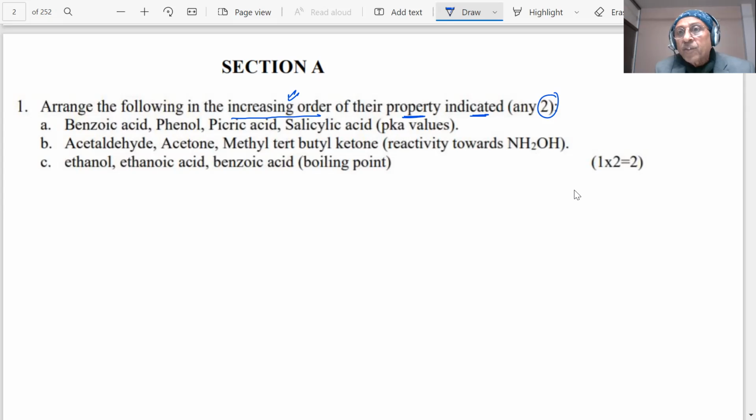And you can see the marking scheme 1 into 2. So that means each will be given 1. Only 2 you have to answer. 1 plus 1 becomes 2. Clear? This information is there.